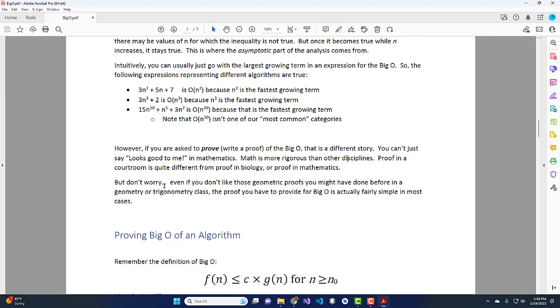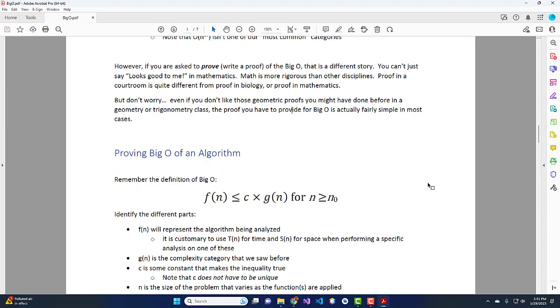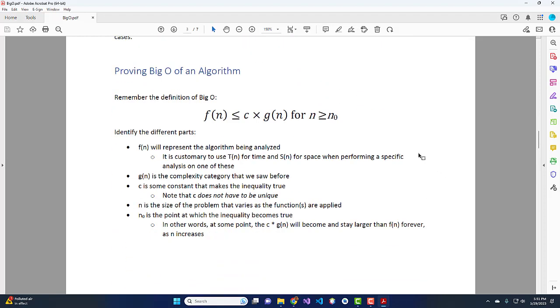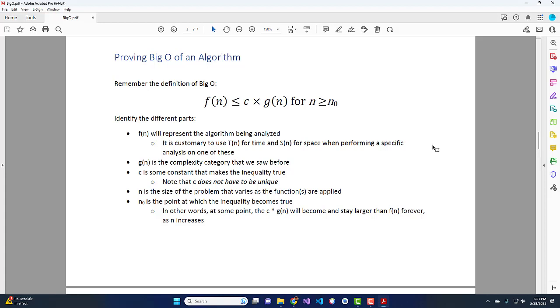But don't worry, even if you don't like those geometric proofs that you might have done in geometry or trigonometry or maybe calculus, you might have done direct proofs and inductive proofs and things like that. The proofs that we have to provide for Big O are actually fairly simple in most cases. So this is our first thing that we need to do. We're going to be doing a couple different things in the remainder of the slides, but for right now, this is what we need to do.